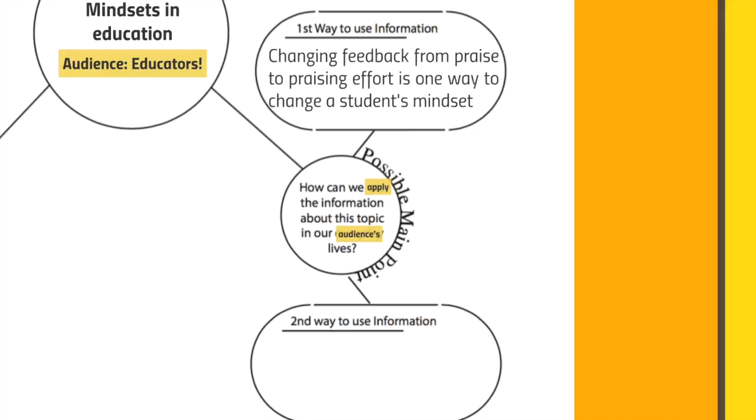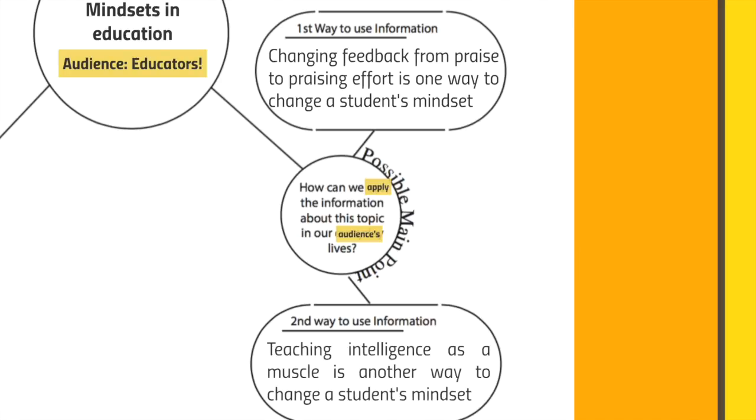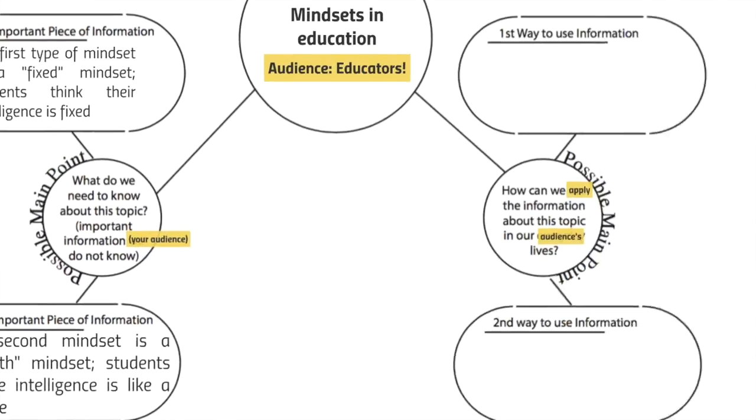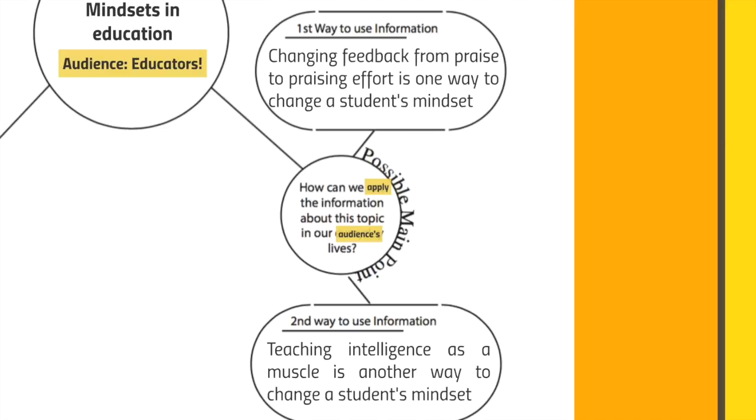All right. So particularly when I talk about the idea of application, we're talking about applying what we're learning. So if I'm an educator, how do I apply what we're learning about mindsets? Well, we know that a growth mindset is really important. And so how can we create growth mindsets? Well, one way is to change feedback from praise to praising effort. And another way is to teach that intelligence is a muscle in order to change a student's mindset. So we have two different ways to help change a student's mindset from a fixed to a growth mindset. Again, going back to the what, this informs the how, or the why informs the how.